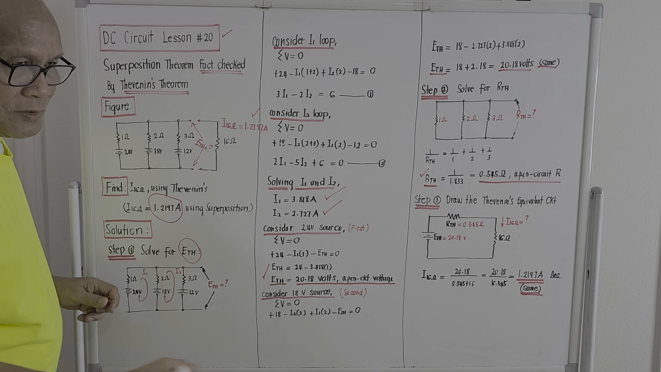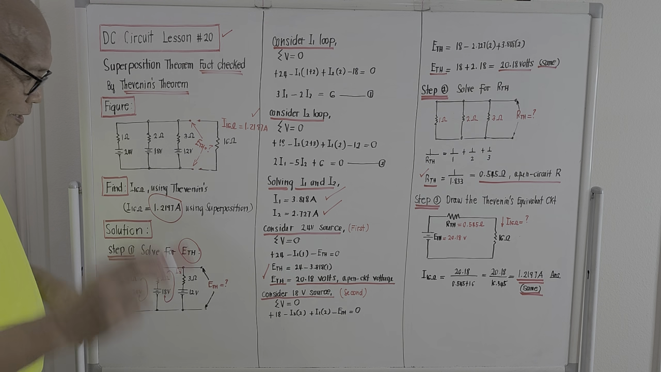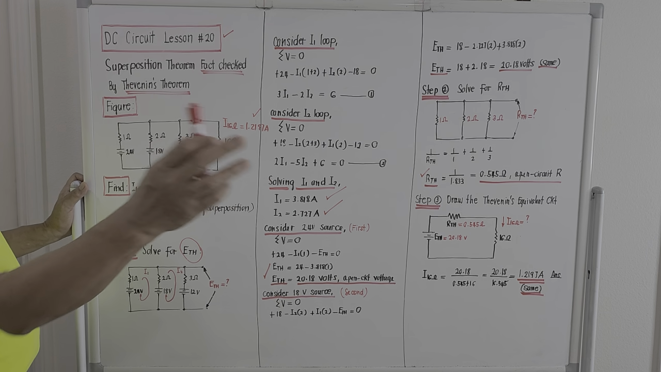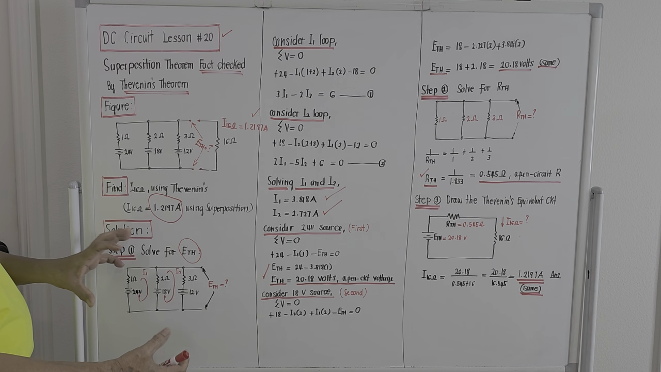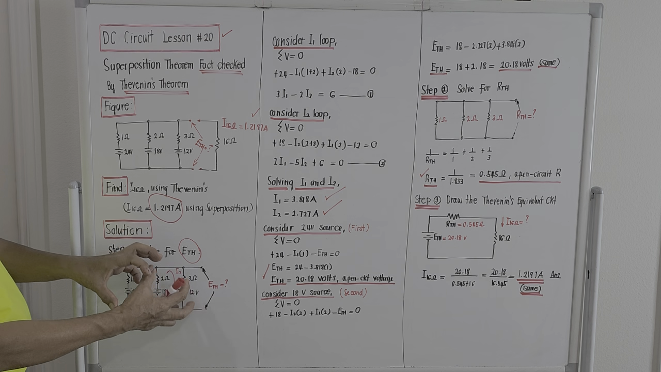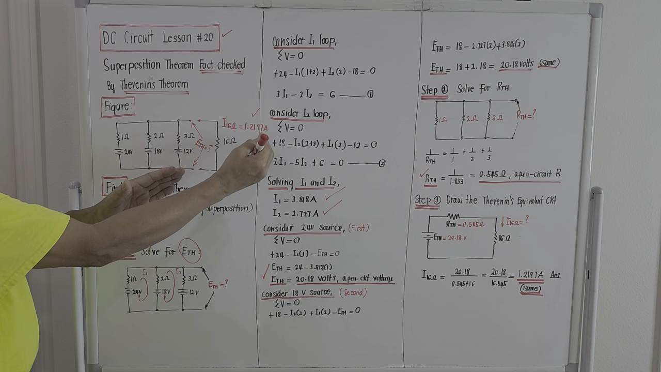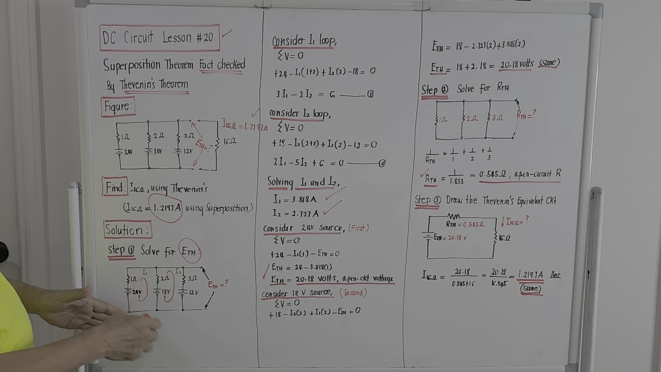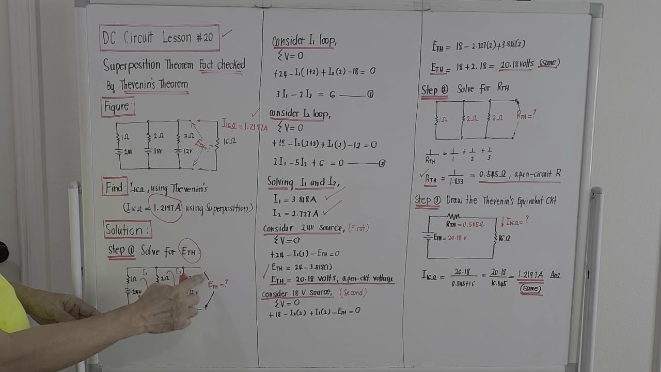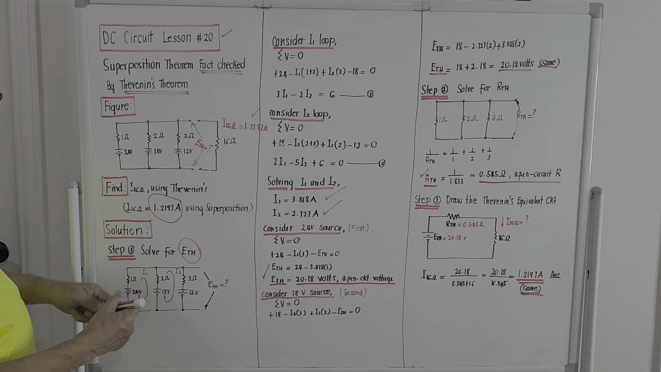And theoretically speaking, how could we compute for ETH? It will be something like this. The resulting diagram will be this. We disconnect the load 16 ohms, so the configuration will be this. This is an open circuit. This is just a voltmeter.